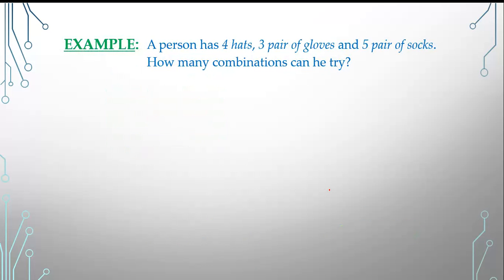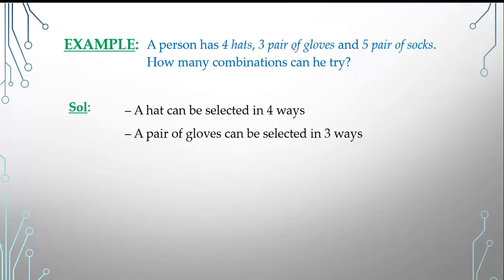Now, let's take another example. A person has 4 hats, 3 pairs of gloves and 5 pairs of socks. How many combinations can he try? What do you do here? Actually, a person wants a hat, a pair of gloves, and a pair of socks, but these are all different from each other, right? So he chooses one hat from these 4 hats, one pair of gloves from these 3 pairs of gloves, and a pair of socks from these 5.